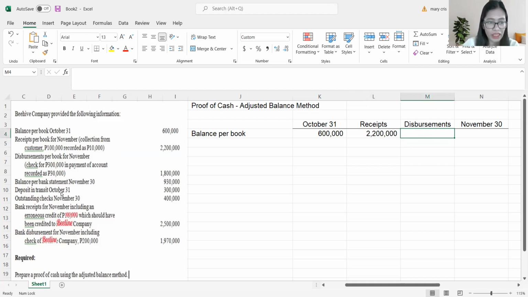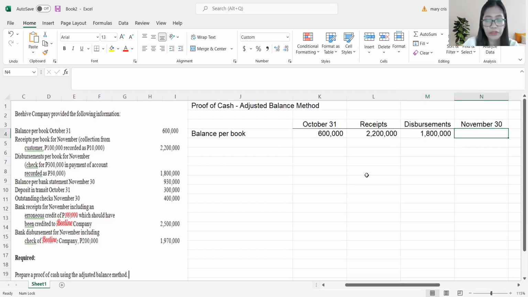Next to the receipts is disbursement. So we have here a total of 1,800,000. And again, as you have noticed, we have here additional information pertaining to a check which was recorded at 30,000 instead of 300,000. So we have to address that also later.